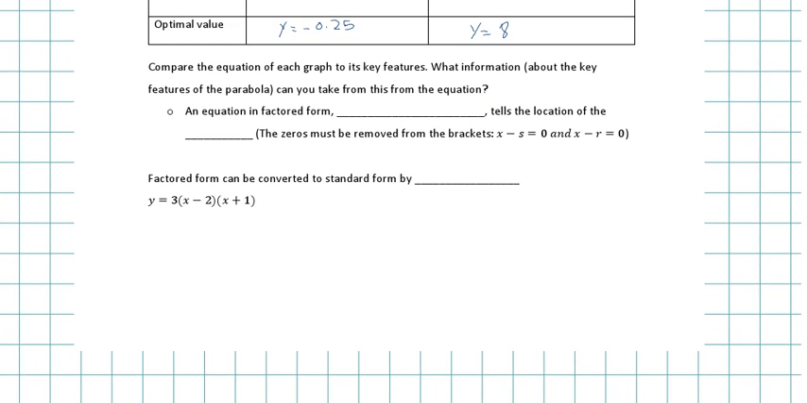An equation in factored form looks like this: y equals a times (x minus r) times (x minus s). You'll see the a value, which tells you your vertical stretch or vertical compression. We talked about that before. But now we see two factors, x minus r and x minus s, which tell you the location of the x-intercepts, or the zeros. As we've seen, that's always the opposite.